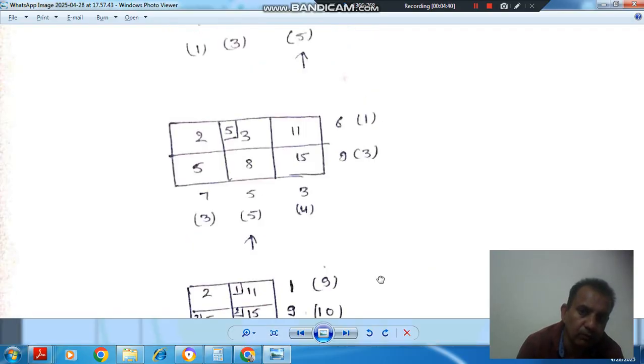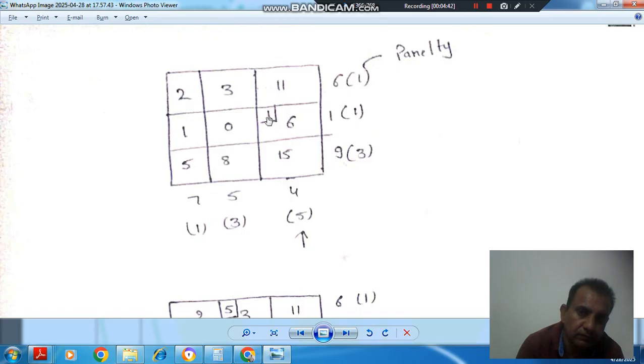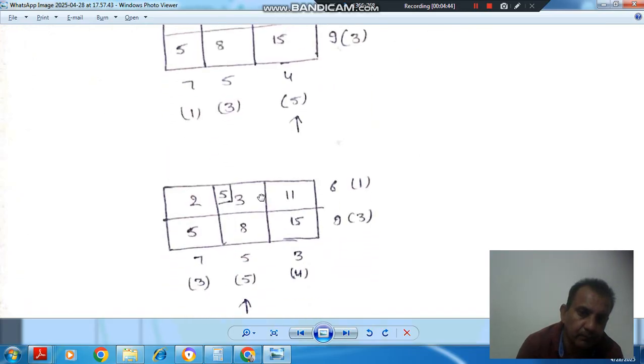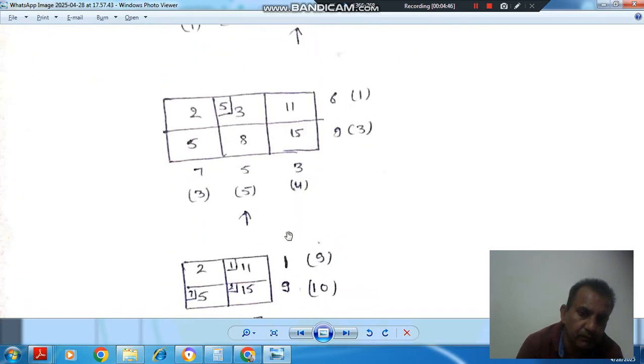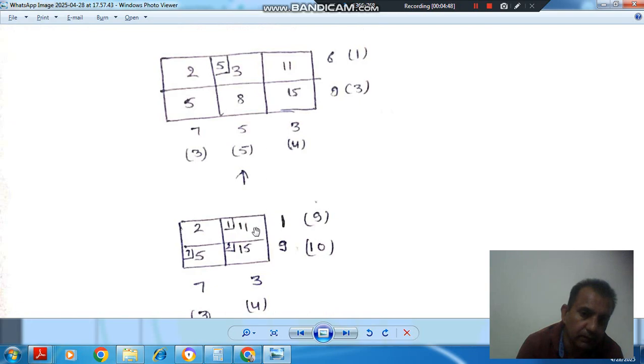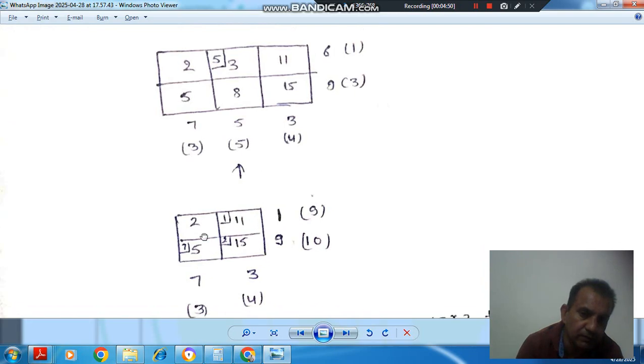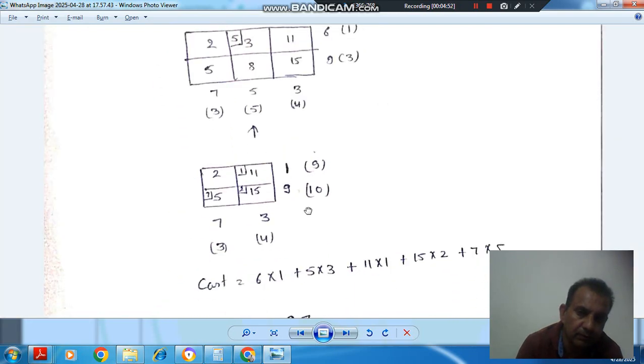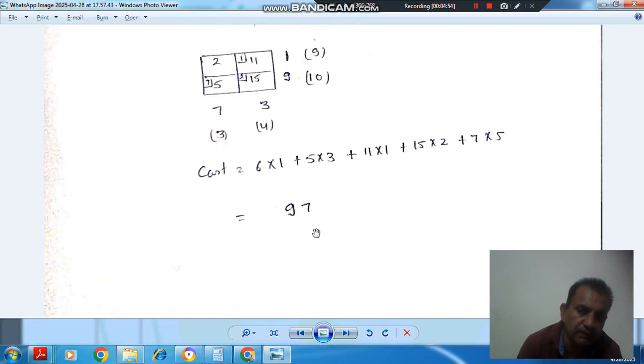Now the total cost will be 6 into 1 plus 3 into 5 plus 11 into 1 plus 15 into 2 plus 7 into 5. So that will be 97. The answer is 97.